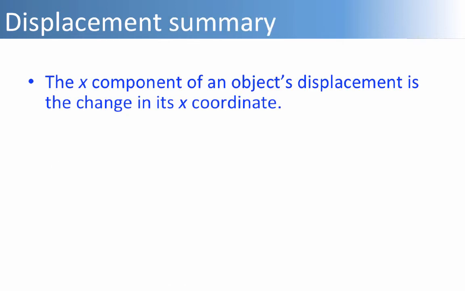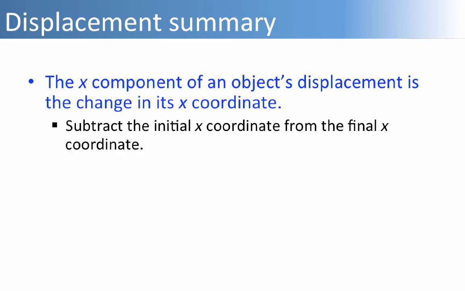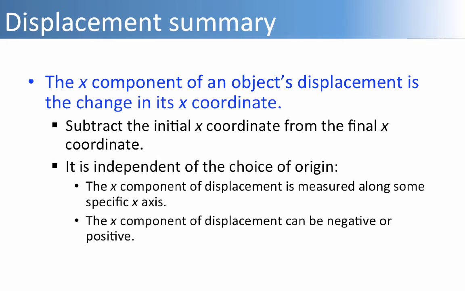So, in summary, the x component of an object's displacement is the change in its x-coordinate. We find it by subtracting the initial x-coordinate from the final x-coordinate, and this displacement is independent of the choice of origin. So the x component is measured along a specific x-axis, and it can be negative or positive.